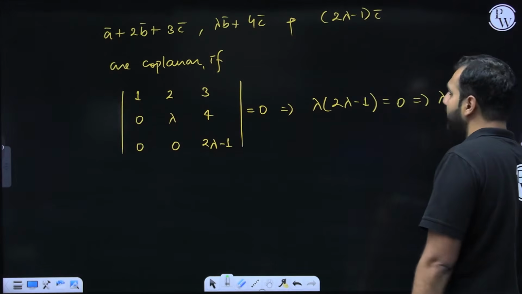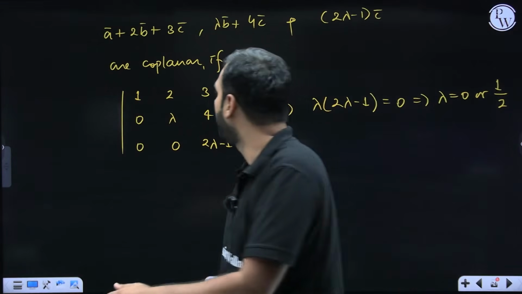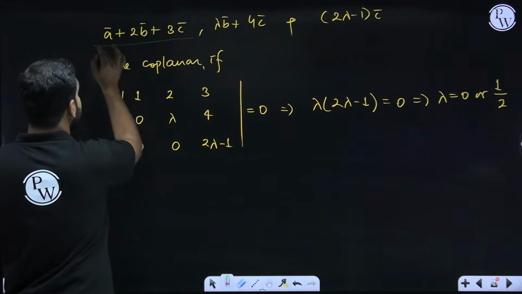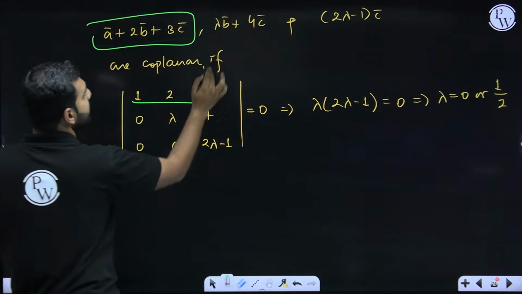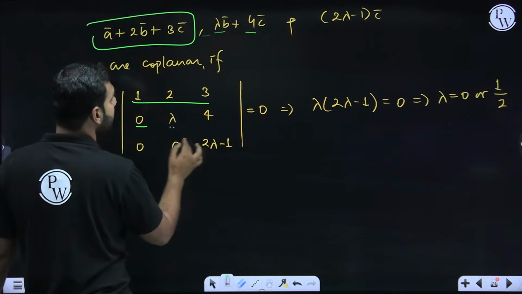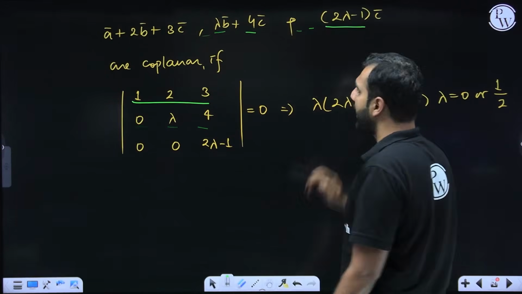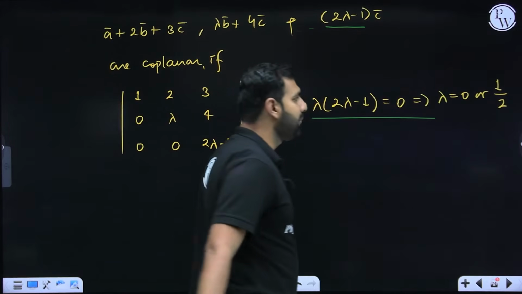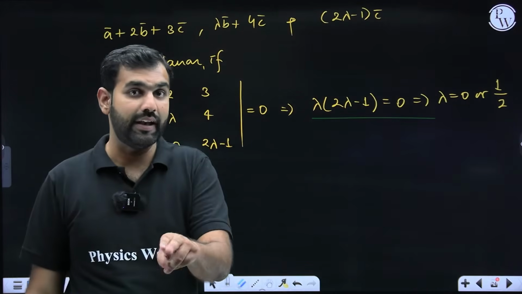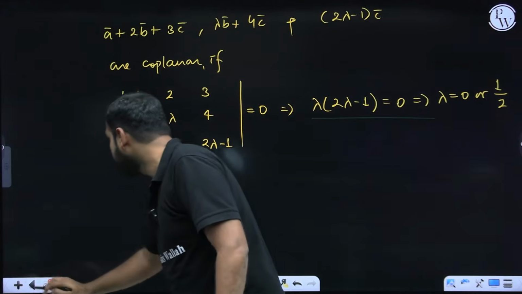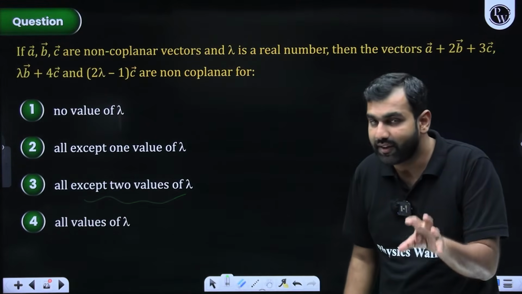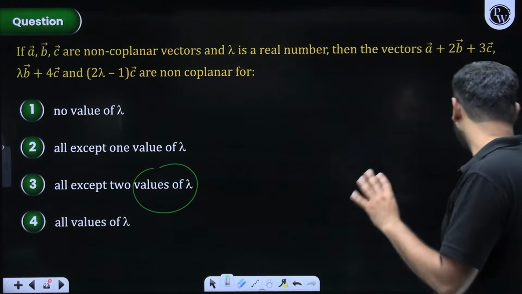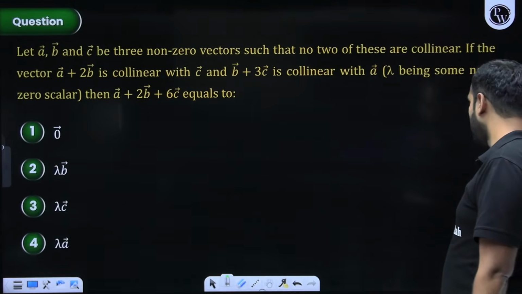So I write the determinant with the vectors in the form of components of A, B, and C. This first vector has the components 1, 2, 3. The second vector has 0, lambda, 4. I hope you can see. The third vector is 0, 0, 2 lambda minus 1. This determinant should not be 0. When you expand this determinant, you see lambda has two values, 0 and 1 by 2. For these two values, it will be coplanar, which means for all the real values of lambda, except for the two values which are 0 and 1 by 2, it will be non-coplanar, because then it will be non-zero.